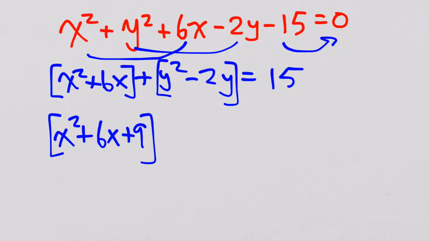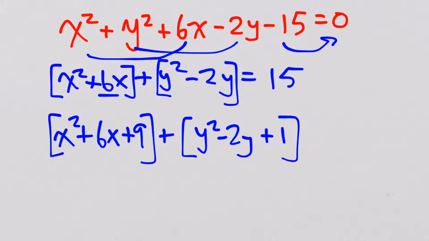Where did that 9 come from? That came from half of 6 is 3, squared is 9. Plus, do the same thing to our y expression here, y squared minus 2y. What do we need to add? We need to add 1, because half of negative 2 is negative 1, squared is positive 1. And that will equal 15, but to balance it, I've added 9, so I have to add 9 over here, and I've added 1, so I have to add 1 over there.